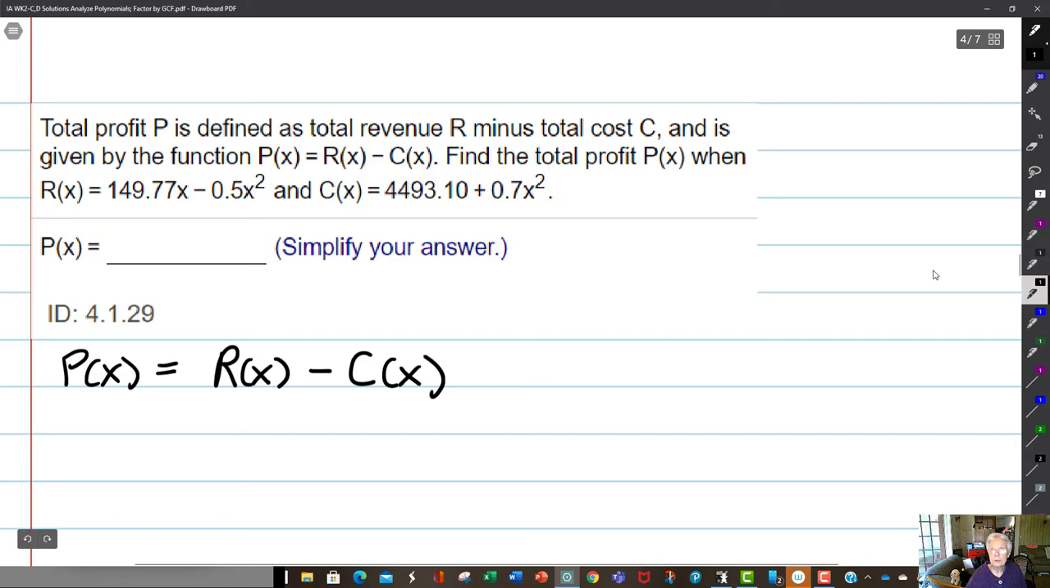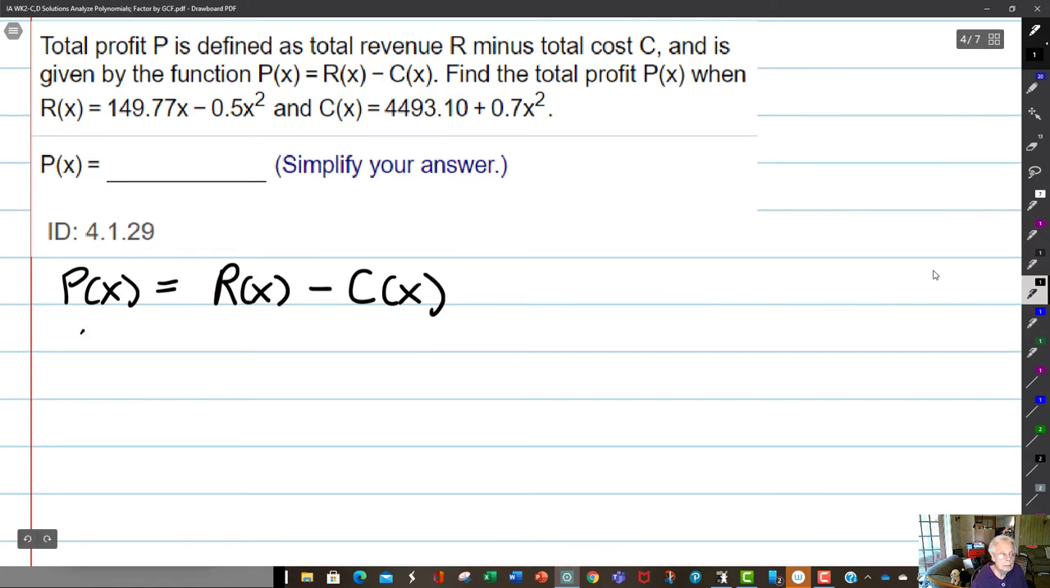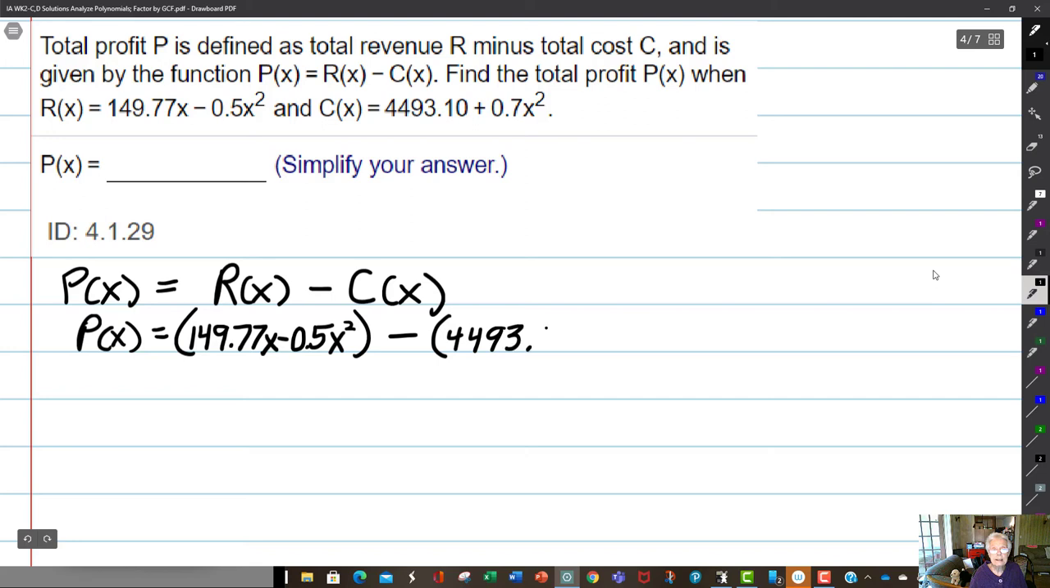Here, let's write this right now. Profit equals 149.77x minus 0.5x squared, that's the revenue, minus the cost, which is 4493.10 plus 0.07x squared. Now, what are we being asked to do?